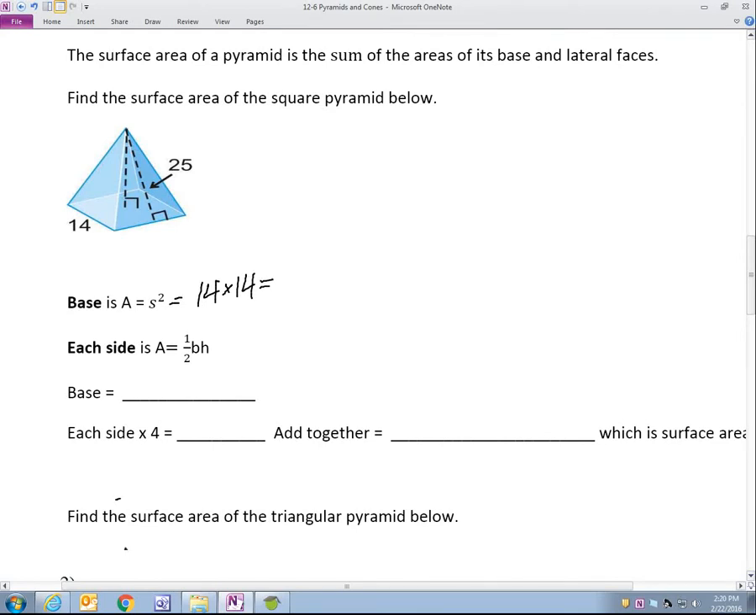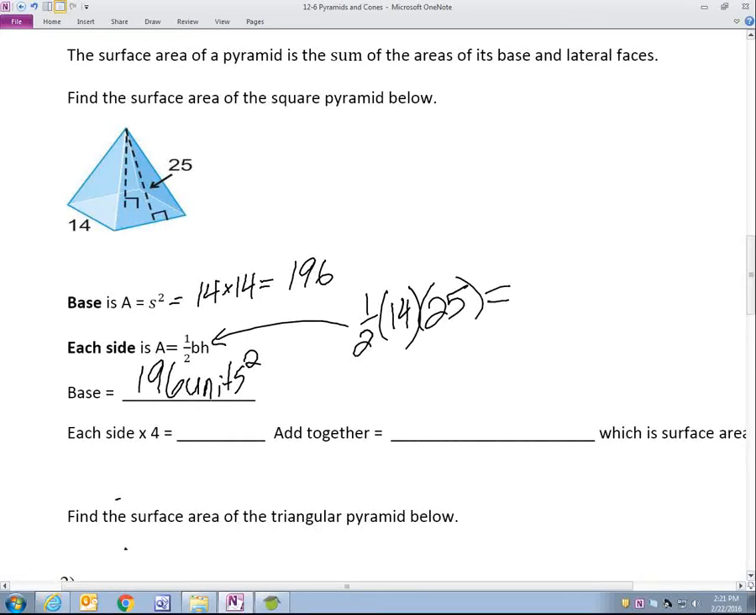which equals what? 196. So I have 196 units squared. That is how much my base is. Then we have to find out the area of each side. And since they're all the same, I'm going to take 1/2 base times height. The base is 14. The height is 25.